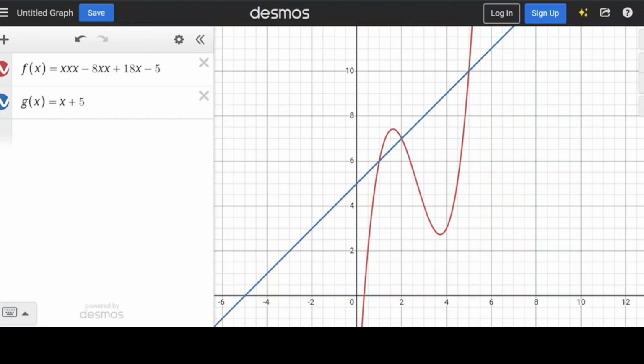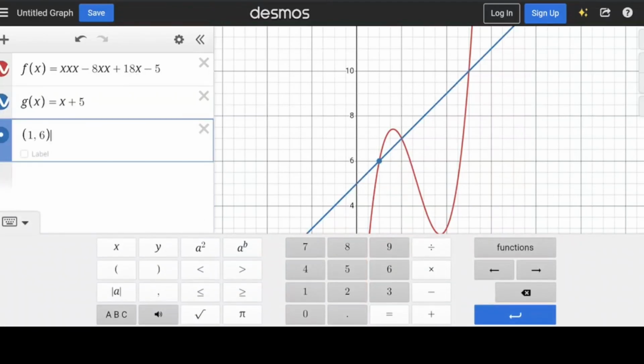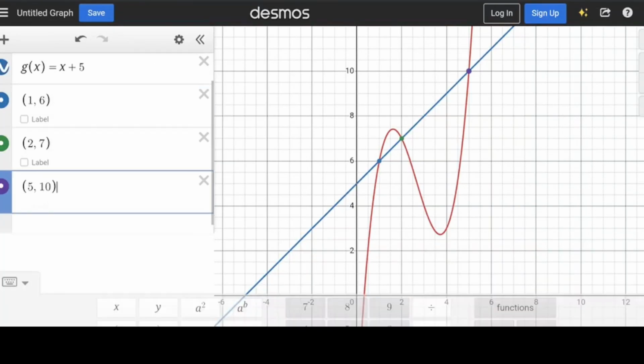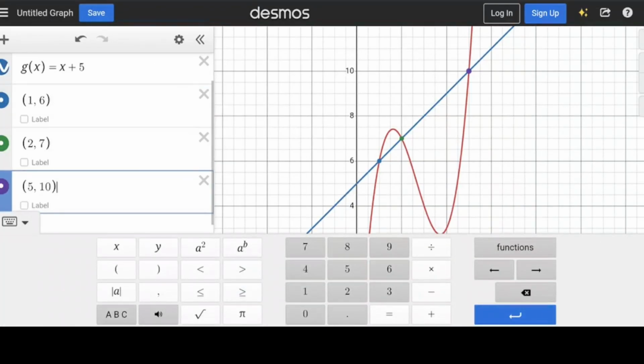Okay, so I think I'm going to need to figure out these intersection points. So I'm going to call for all of these to be remembered, and okay, so we've got x equals 1, x equals 2, and x equals 5. Okay, so I think that's enough for us to go back and draw a sketch.